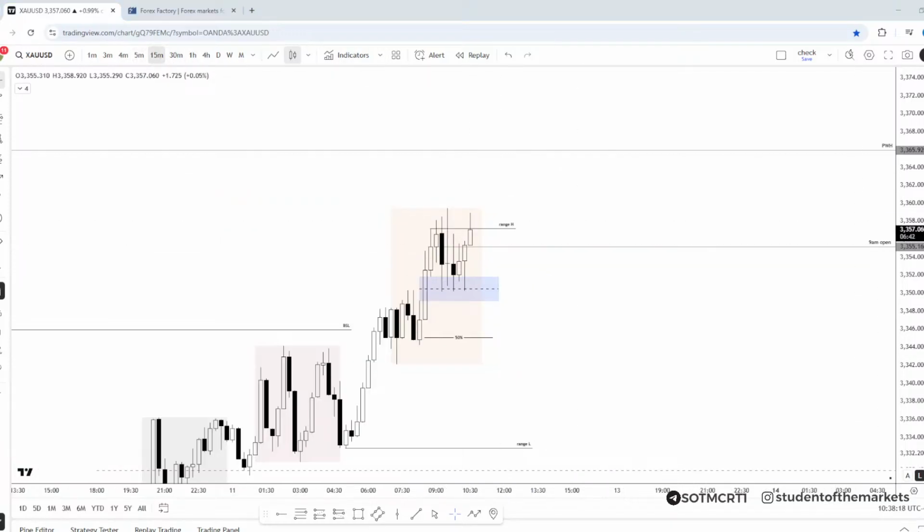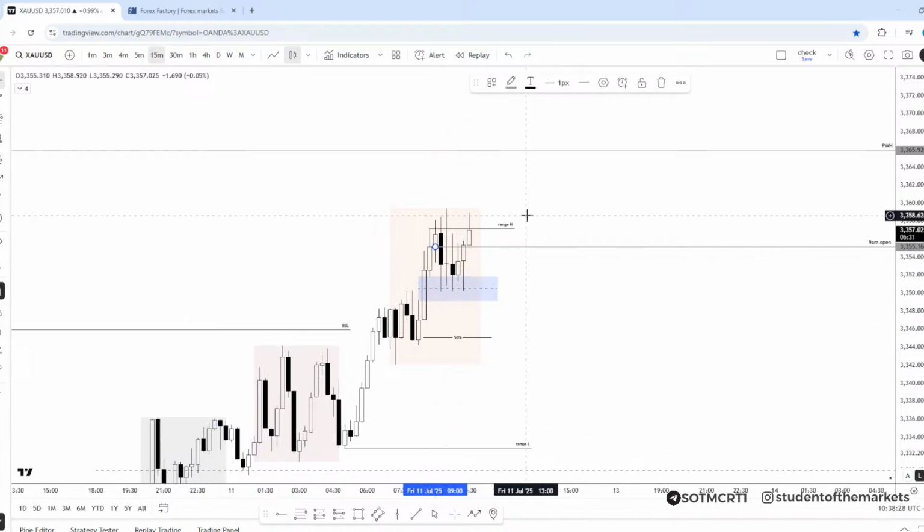So you were asking me about the candle open. As you can see, the 9 a.m. candle open was here. So the buys came from where? Obviously below the candle open.